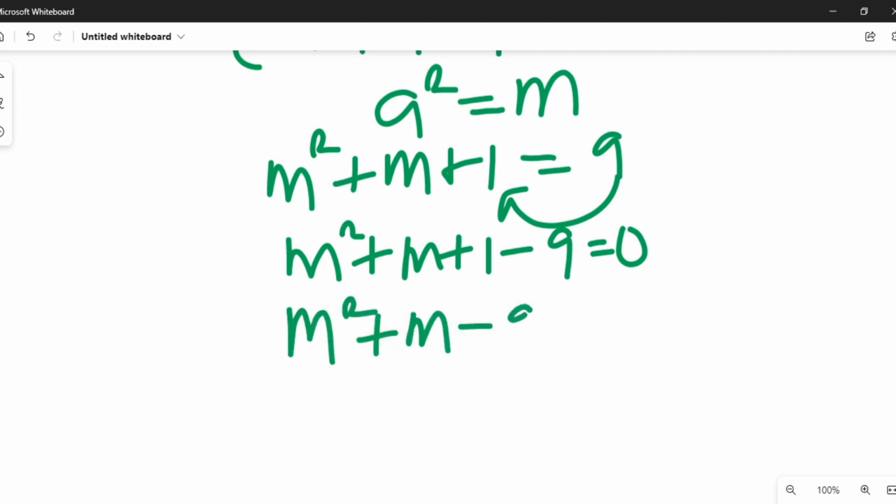M minus 9 minus 8. That will be equal to what? 0, because plus 1 minus 9 will give us what? Minus 8. Voila, we'll have our quadratic equation. So we are going to solve this quadratic expression.